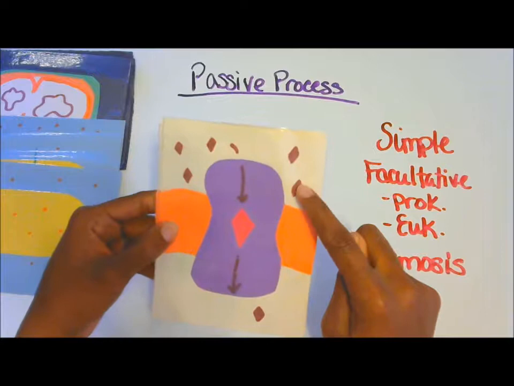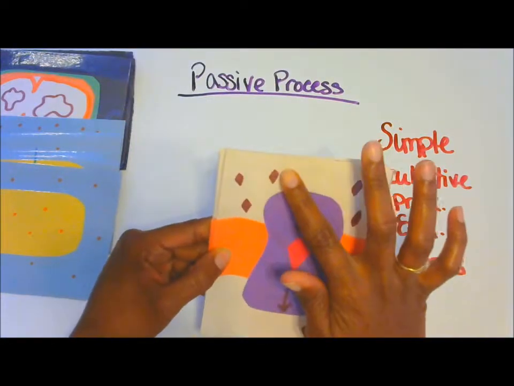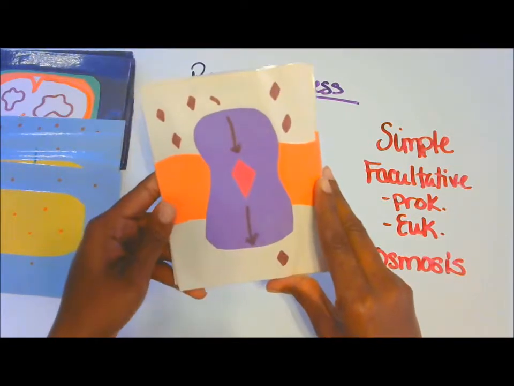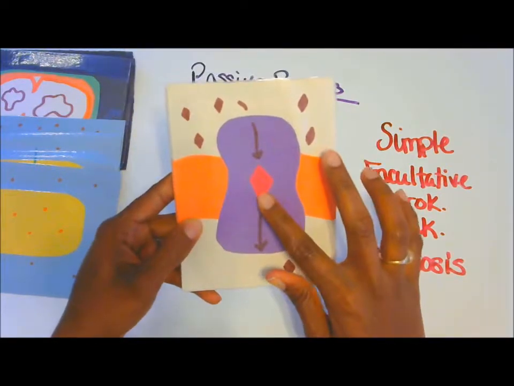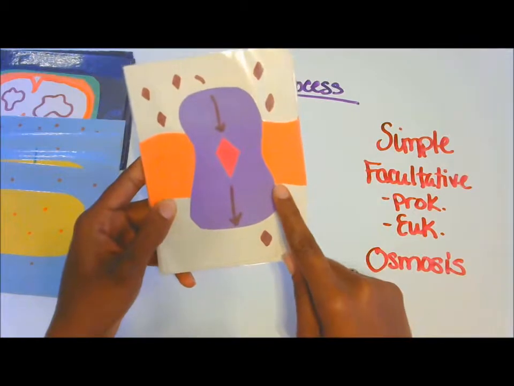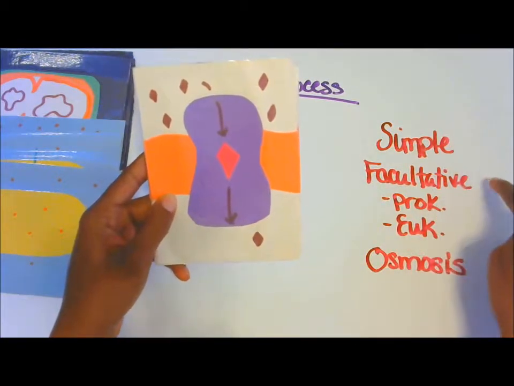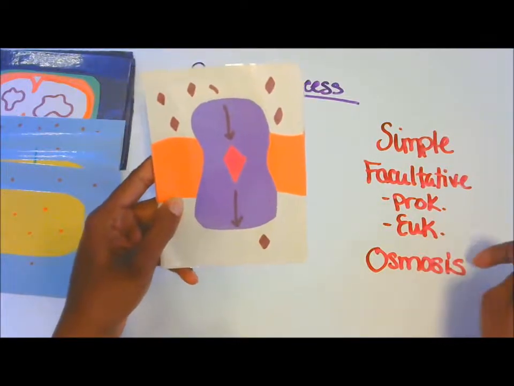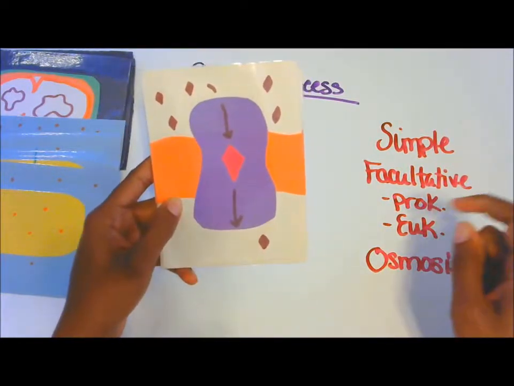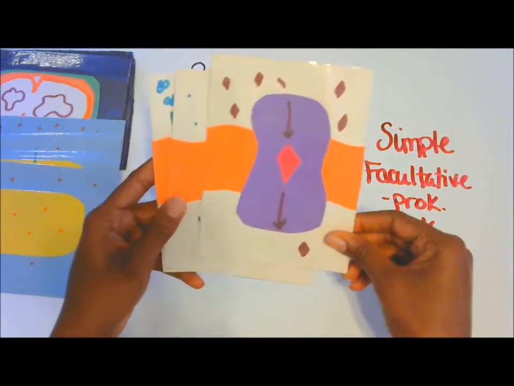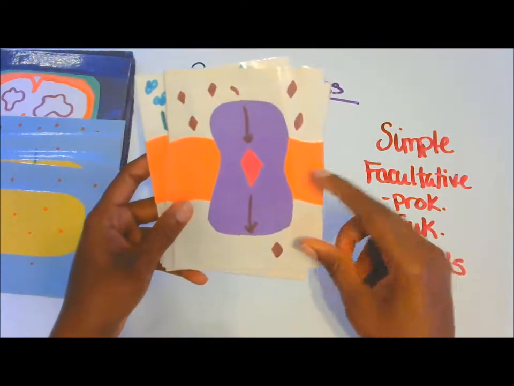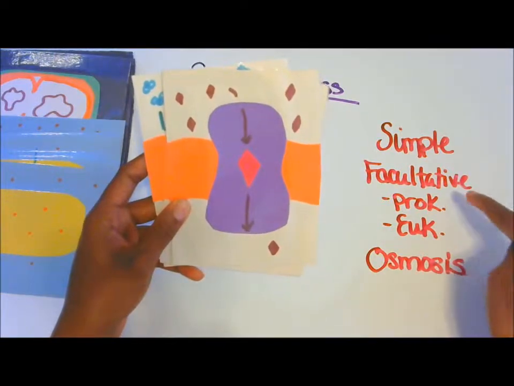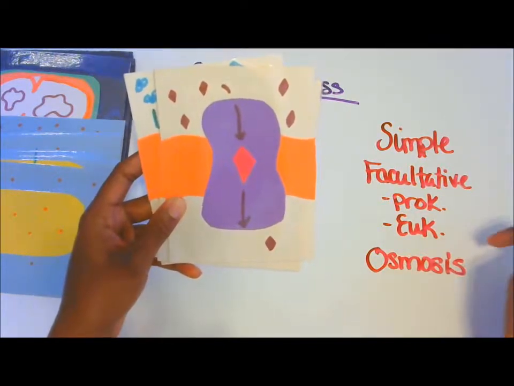We have large molecules that go through the protein, no energy is expended. Is it simple diffusion, facultative of a prokaryote or eukaryote, or is it osmosis? Well, if you said it was facultative, yes. Now we're going to go in a little bit deeper. Is it prokaryote or eukaryote?